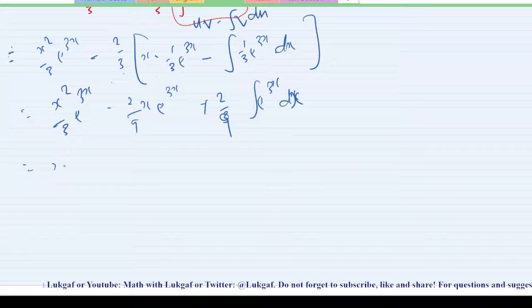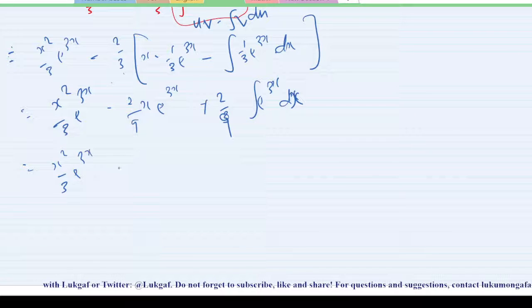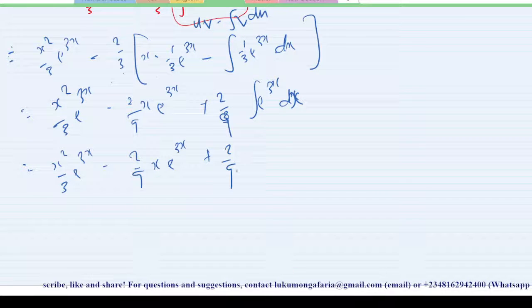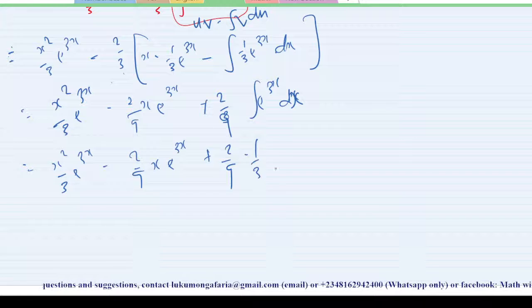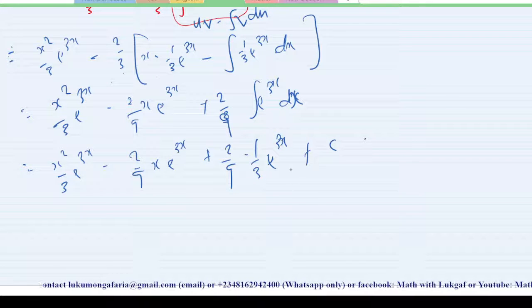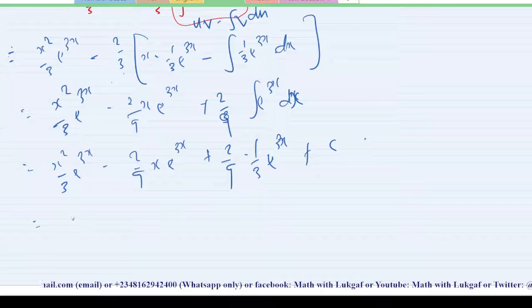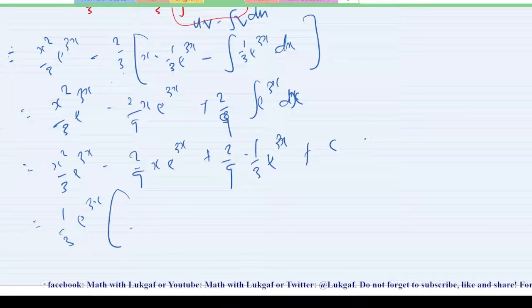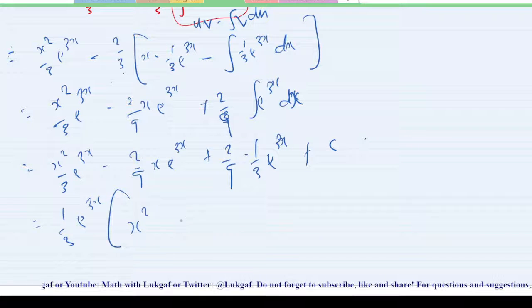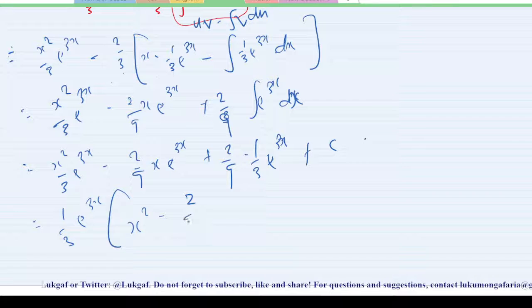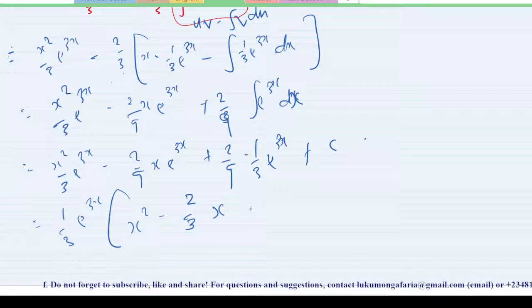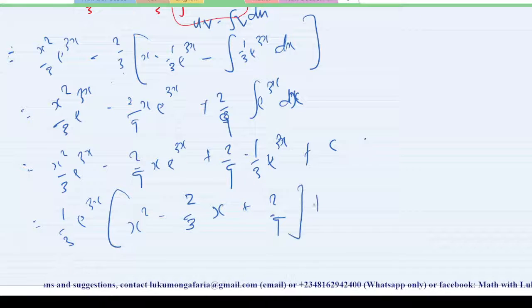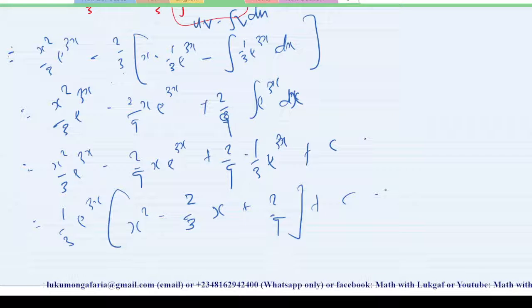So then this one will give me x squared over 3 e raised to the power 3x minus 2 over 9 x e raised to the power 3x plus 2 over 9 times 1 over 3 e raised to the power 3x plus c. If you look, you understand what we have in common: e raised to the power 3x is common, and 1 over 3 is also common. If you factor them out, you have x squared minus 2 over 3 x, right? Then plus 2 over 9, plus c. So you can see it is as simple as that.